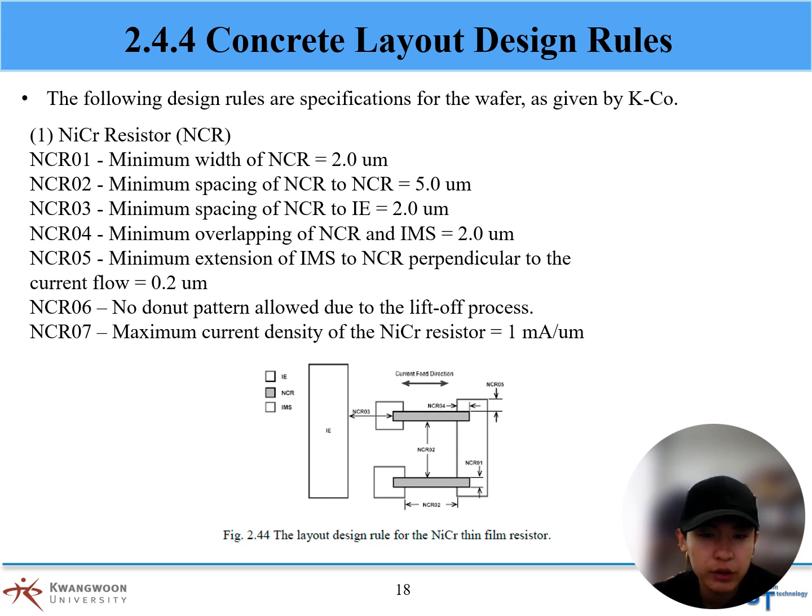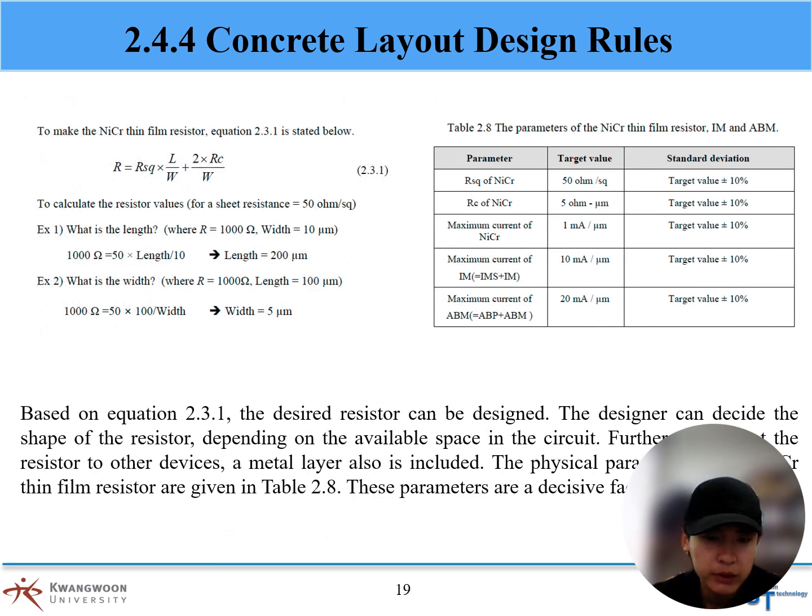The maximum current density of the nickel resistor is 1 mA per micrometer. Based on equation 2.3.1, the desired resistor can be designed. The designer can decide the shape of the resistor depending on the available space in the circuit. The physical parameters of the nickel thin film resistor are given in Table 2.8.